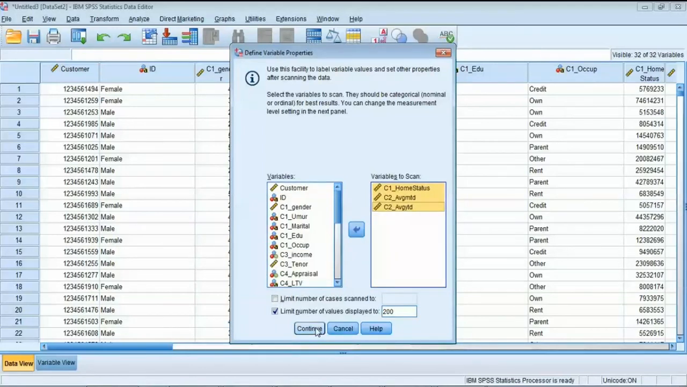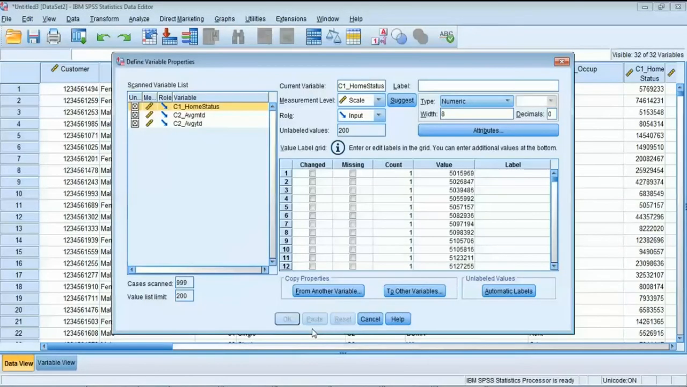And then continue. And then input the relevant variable. Input all the numerical variables. Yes, already there. Okay. And yeah, continue. And then. Wait, my expenses is different. Oh, wait. Okay. Let me open. Okay, no worries. But the concept is very nice.